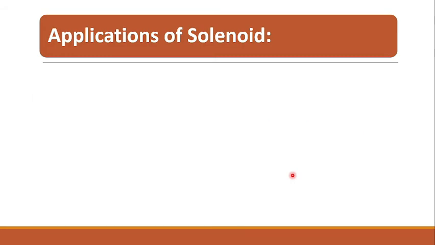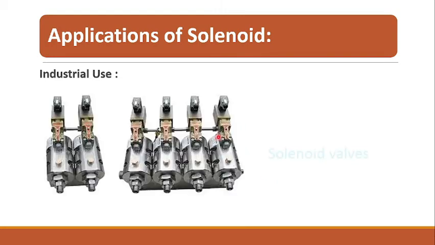The solenoid is also a vital component of many industrial machines. Solenoid valves are used in controlling water pressure in sprinkler systems, air pressure in air monitoring systems and many more.